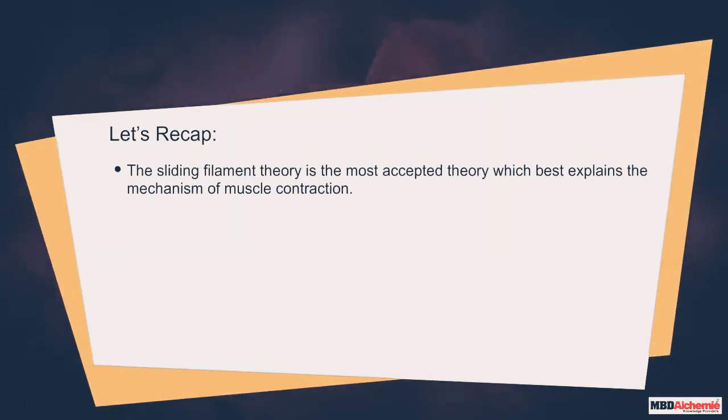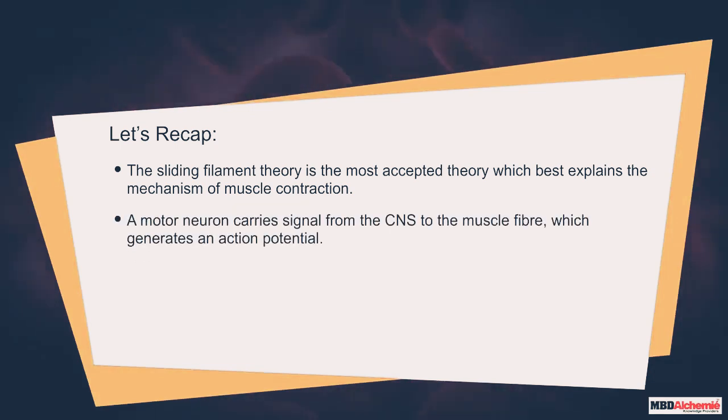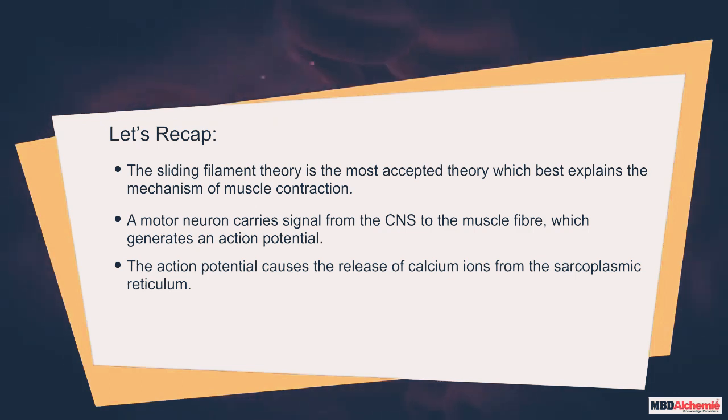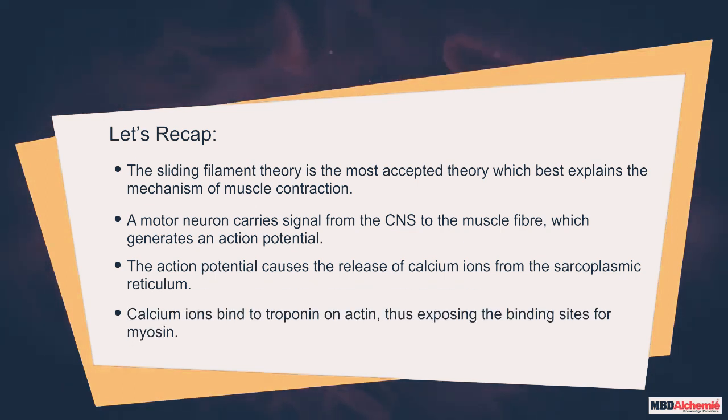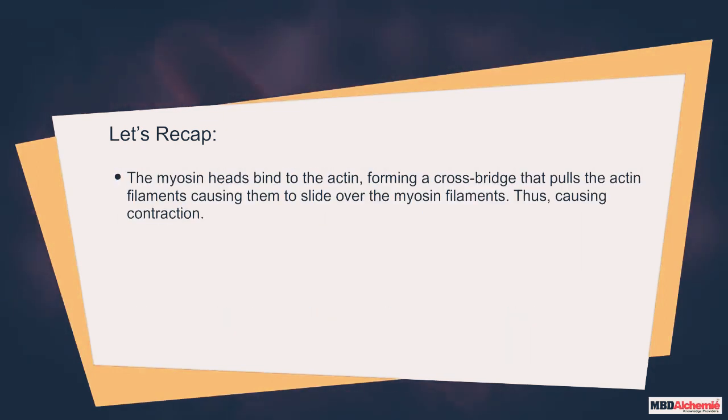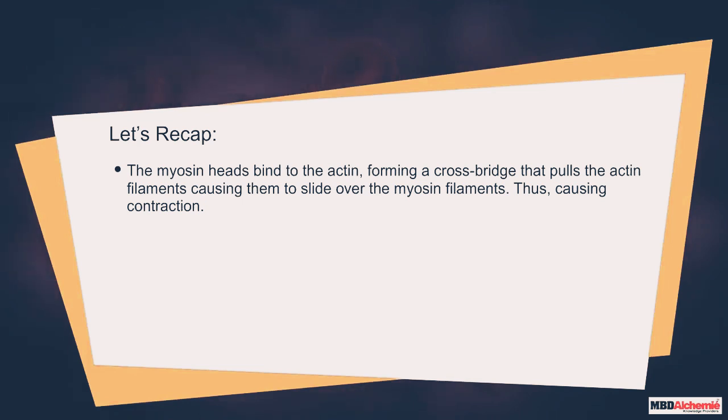Let's recap. The sliding filament theory is the most accepted theory, which best explains the mechanism of muscle contraction. A motor neuron carries signal from the CNS to the muscle fiber, which generates an action potential. The action potential causes the release of calcium ions from the sarcoplasmic reticulum. Calcium ions bind to troponin on actin, thus exposing the binding sites for myosin. The myosin heads bind to the actin, forming a cross bridge that pulls the actin filaments, causing them to slide over the myosin filaments, thus causing contraction.